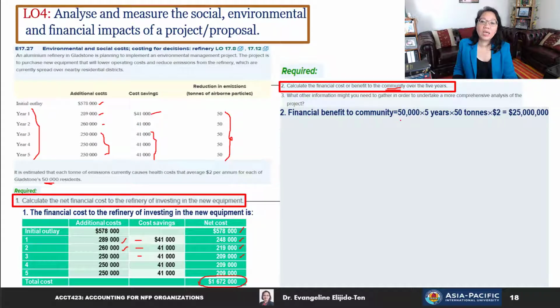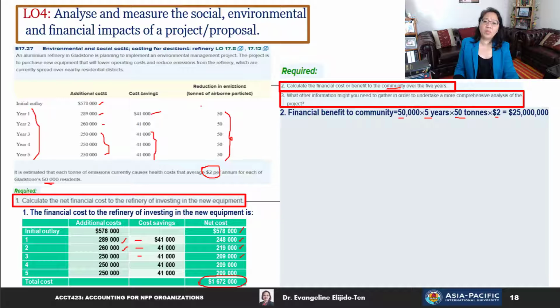And so we'll multiply the 50,000 residents times 5 years times the 50 tons, and it says here that on average the health cost per annum per person, per resident is $2. So we'll multiply that by $2. We can calculate here that there is a $25 million financial benefit to the community. All right, so you can see here from the point of view of the company, they are going to be spending $1.672 million, but the financial benefit is not going to the company but to the community.